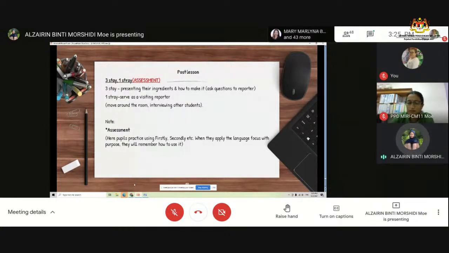And then what happens to the 1 stray? For the 1 stray, maybe you can choose a student with good proficiency to probe them with a question, or if that group doesn't have pupils with good proficiency, you can guide them by preparing questions for that kid. And then the 3 stay, the ones I mentioned just now, maybe they can take turns to present how they're going to make a pizza. So here, everyone speaks during this activity. Which activity? 3 stay, 1 stray.